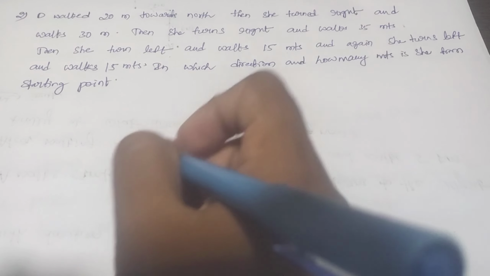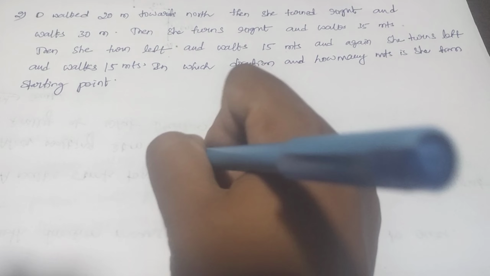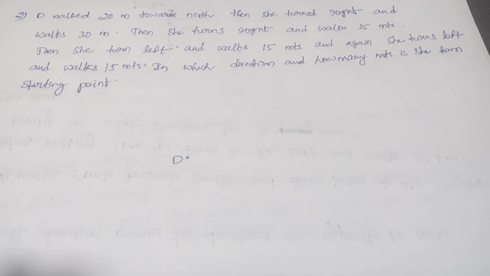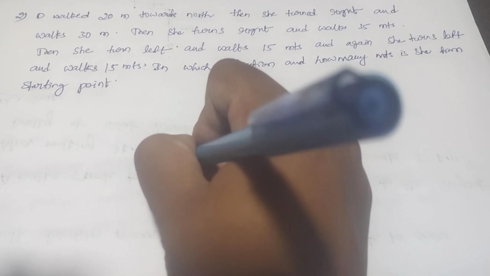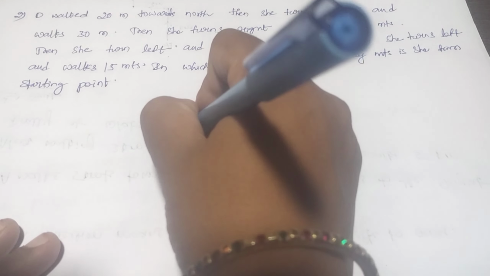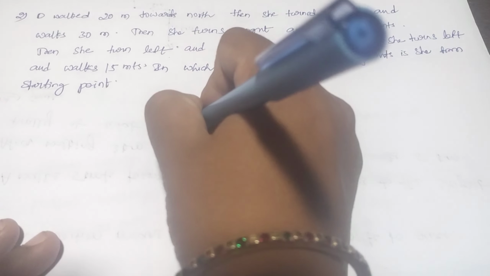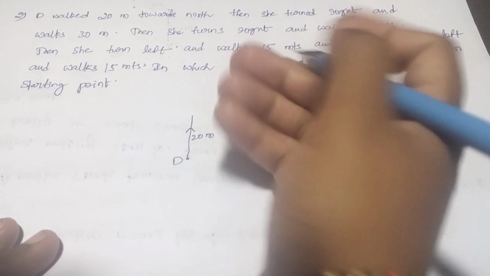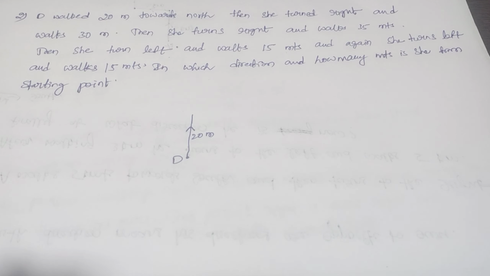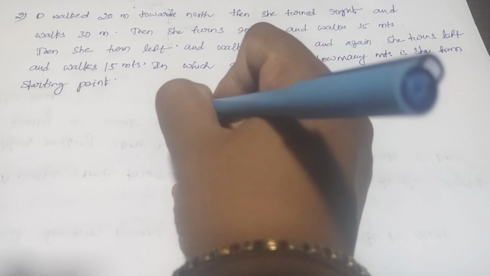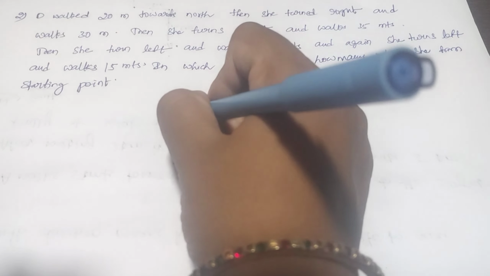Let's take D. D is the point. D walked 20 meters towards north. Towards north means upwards, right? Straight, 20 meters. Towards north, I am giving an upward arrow mark, and she turned right and walks 30 meters. Now she is in north direction. Her right is ours right. So she turned right and walks 30 meters.